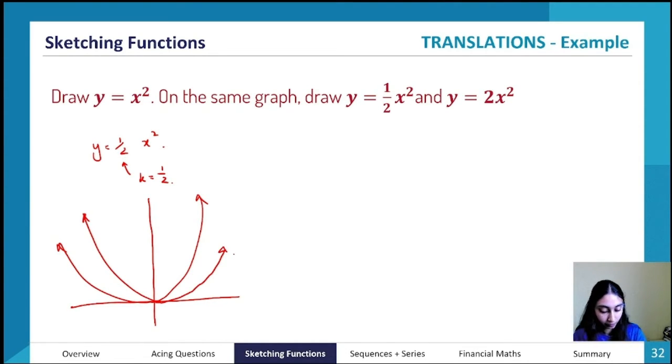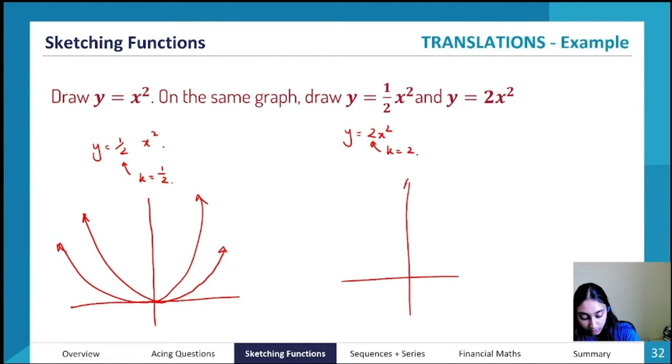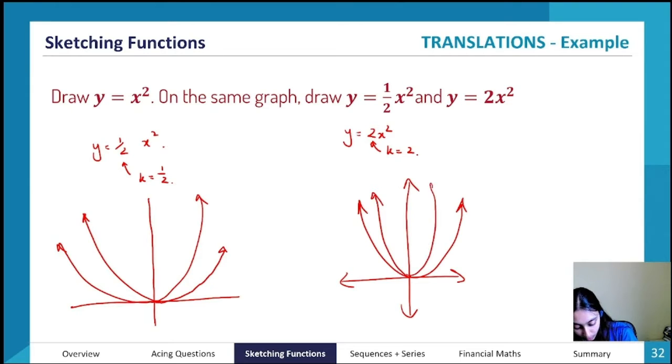Now let's do y is equal to 2x squared. My k value is equal to 2. So if my curve looks like this, my new transformed graph will look like this. So we have my original function and my new function. Okay?